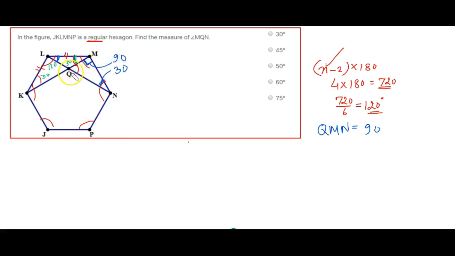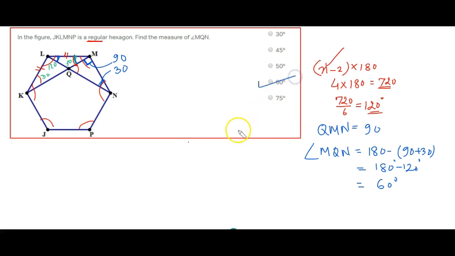Now, this you have found already to be 30, this as 90. So you are required to find angle Q. So angle MQN is going to be 180 minus (90 plus 30). I hope it is clear. So 180 minus (90 plus 30) is 180 minus 120 degrees, which is finally equal to 60 degrees. So our answer for this question is 60 degrees, and that is the right answer.